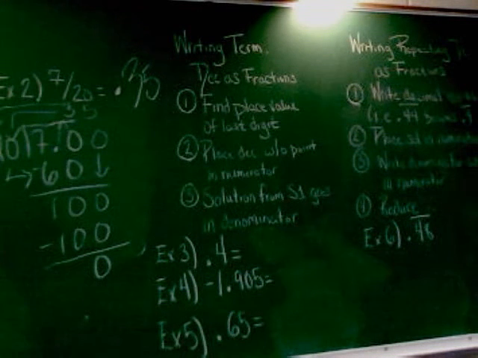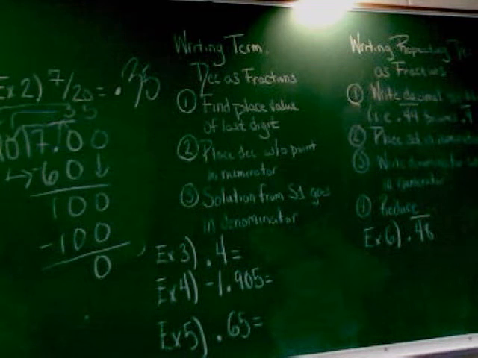Step 2, place the decimal without the point in the numerator. Step 3, the solution from step 1 goes in the denominator. Easy. Look at example 3, 0.4.